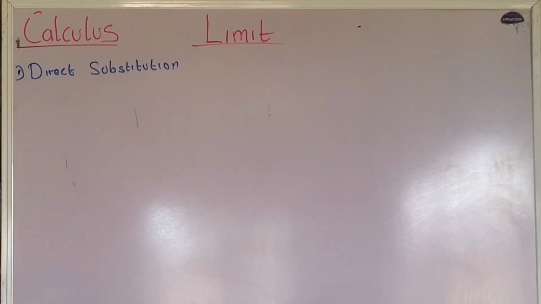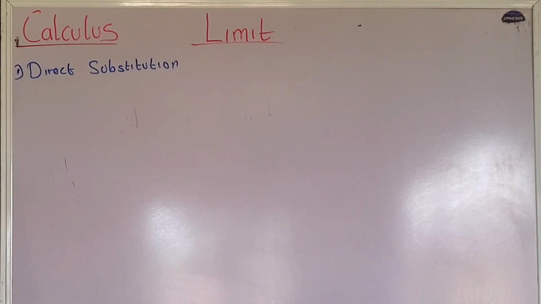Okay? If you want to evaluate the limit of a function using the direct substitution method, all you have to do is just substitute the limiting value. You get what I'm trying to say? Just substitute the limiting value into the function that you are given. Okay, you are going to arrive at an answer. So let's look at a question on the direct substitution method.